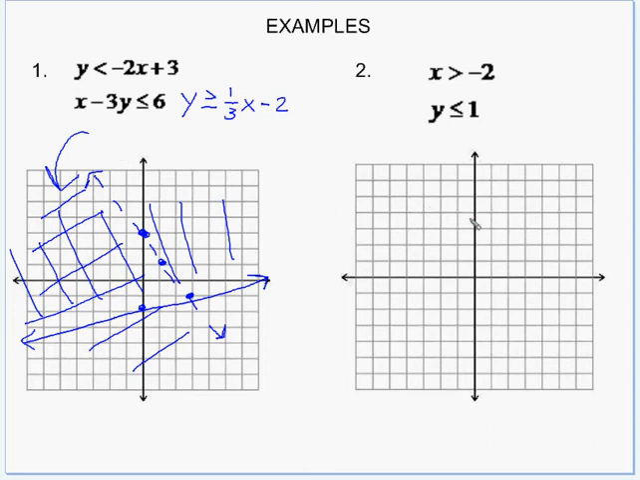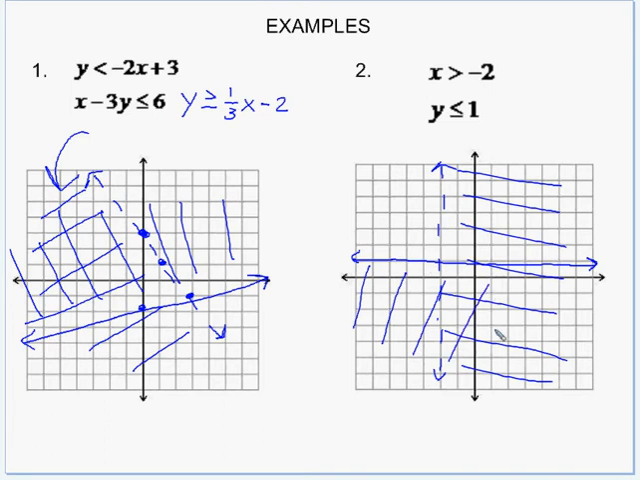Now in the second one we have x is going to be greater than negative 2. So we have a vertical line that's dashed that goes through negative 2, and it'll be everything greater than, so we shade to the right. Now y is less than or equal to 1. We have a horizontal line that's solid and shading everything below. So in this general region is where both of them overlap.